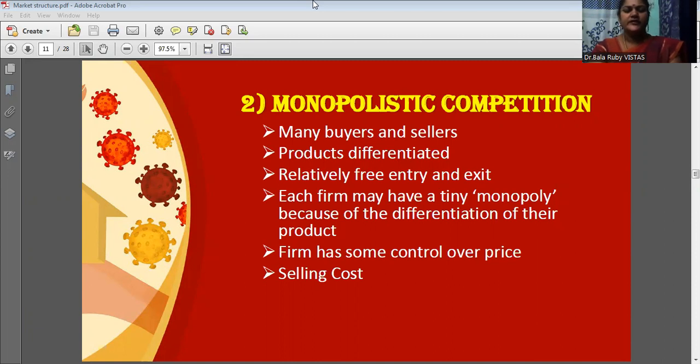So students, in today's class, we are going to discuss monopolistic competition. That is monopolistic competition, not monopoly, monopolistic competition. See, these are the main features of monopolistic competition.